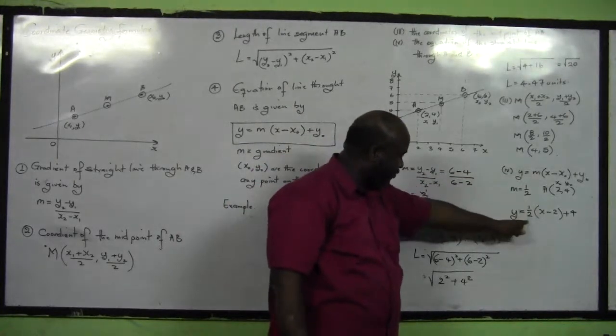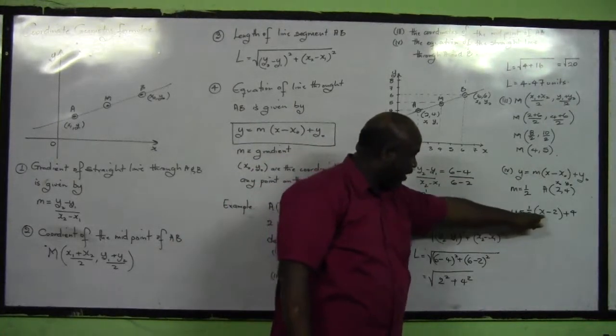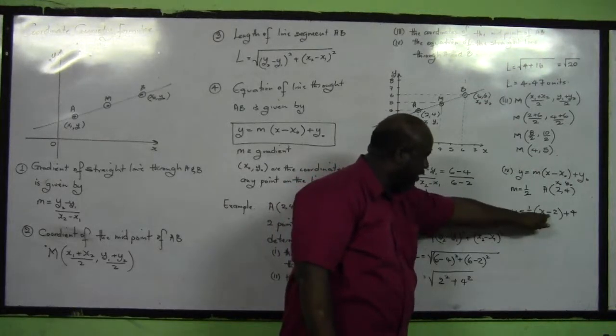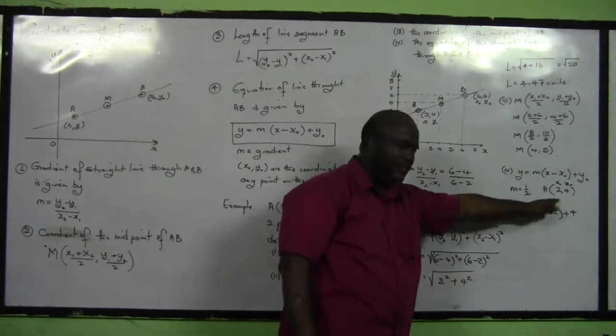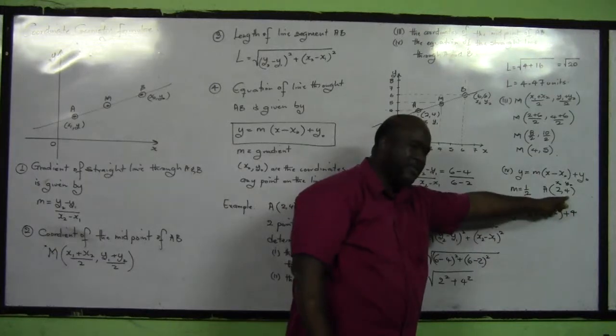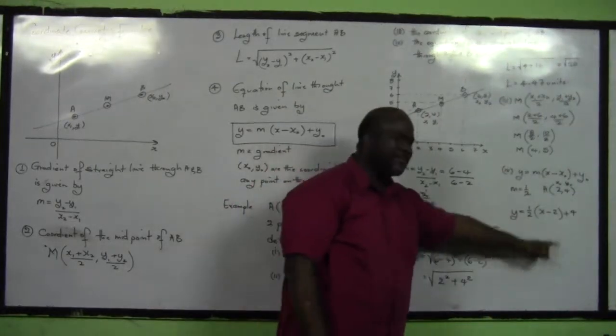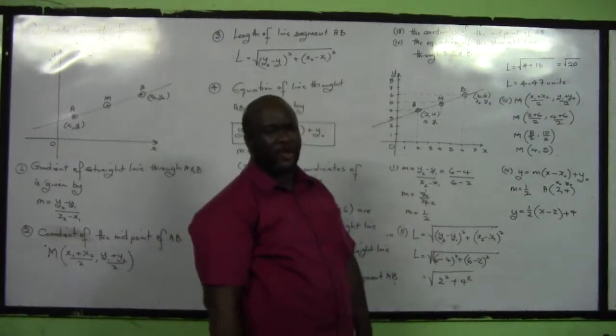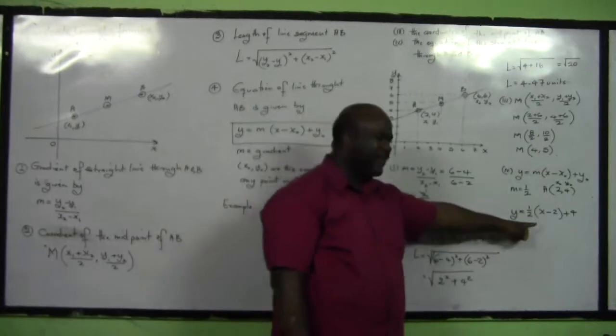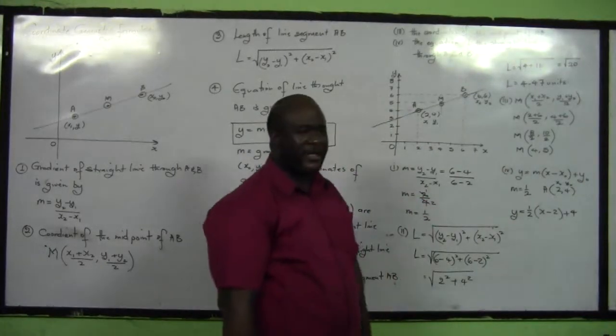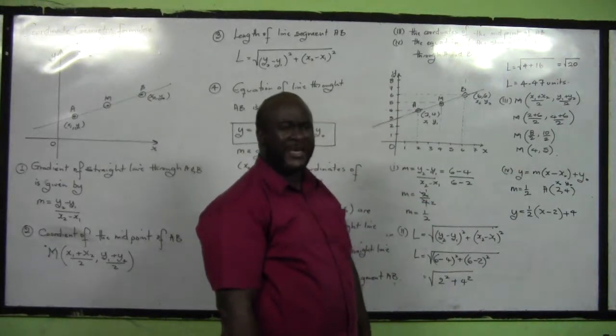What is m? X. Write back the x here. Minus x naught. What is x naught? 2. Plus what is y naught? 4. All I did was put in the values. Now let's simplify it. I'm going to remove the brackets by applying distributive law. Distributive law says whatever is in the bracket is multiplied by what is immediately outside the bracket.